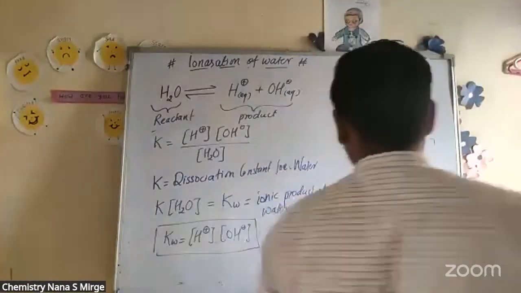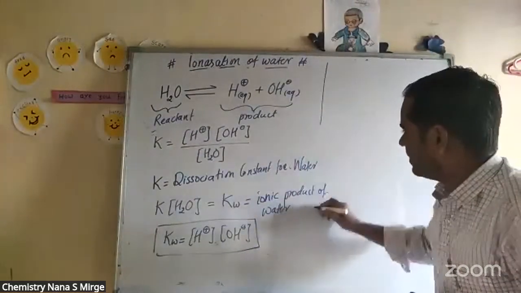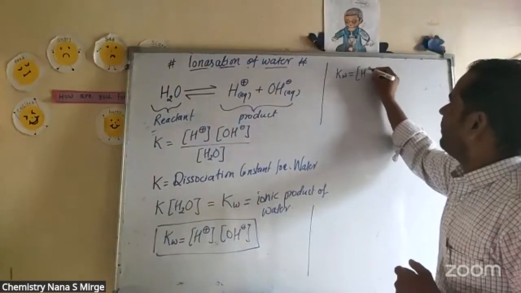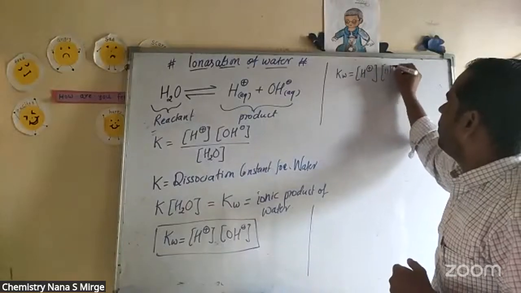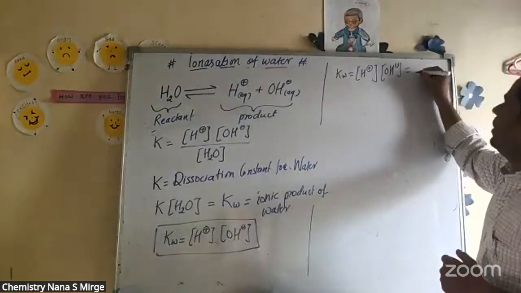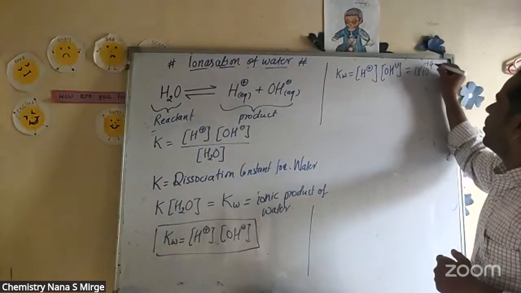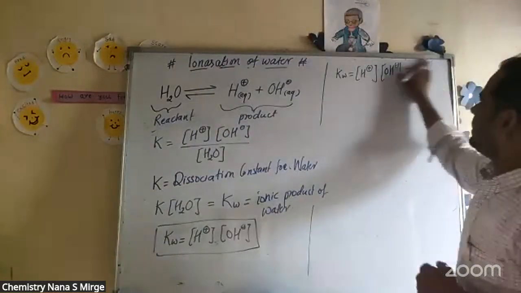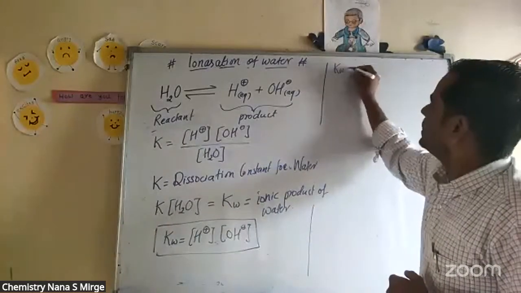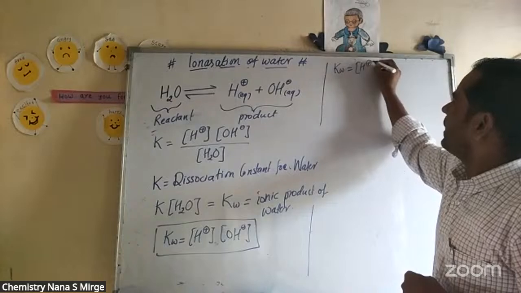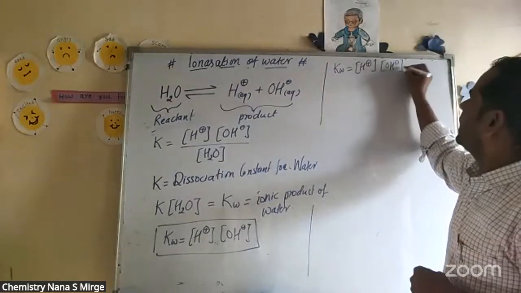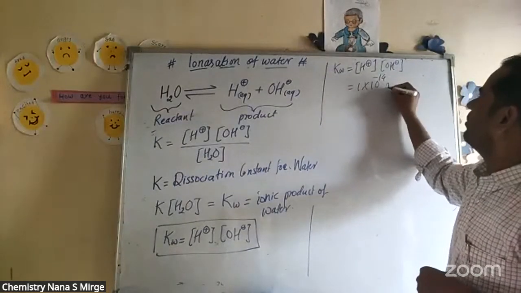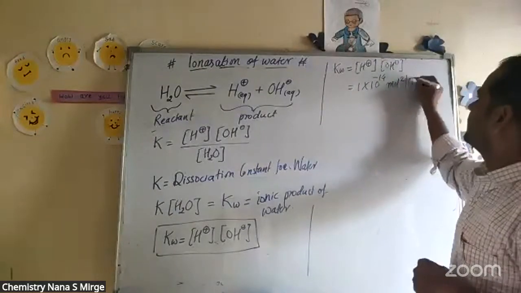So Kw is equal to the concentration of H plus ion into the concentration of OH negative ion, which is equal to 1 into 10 raised to the power minus 14 mole square per liter square.